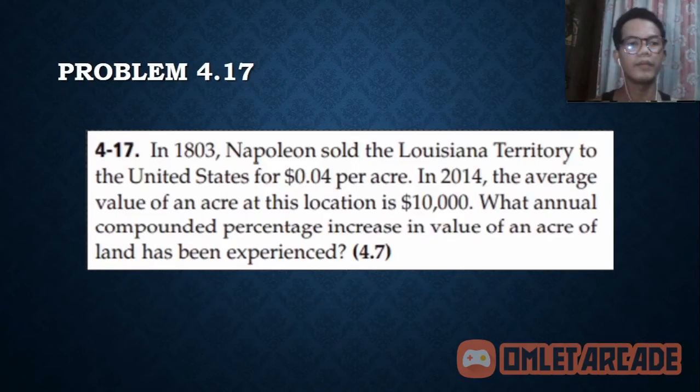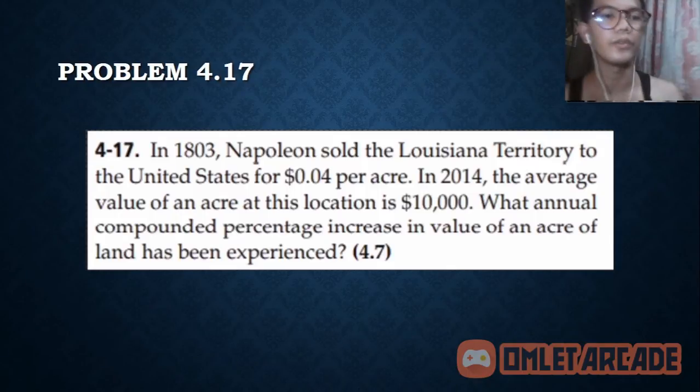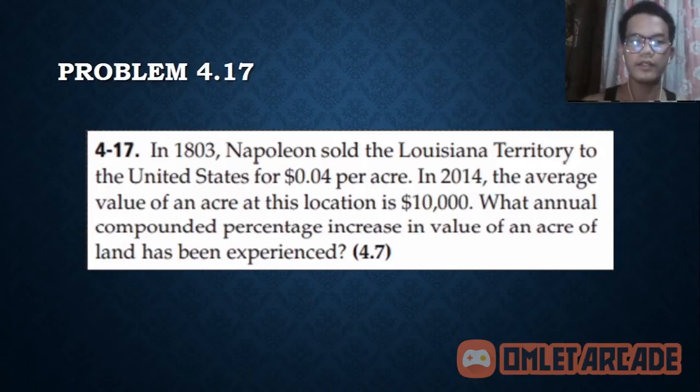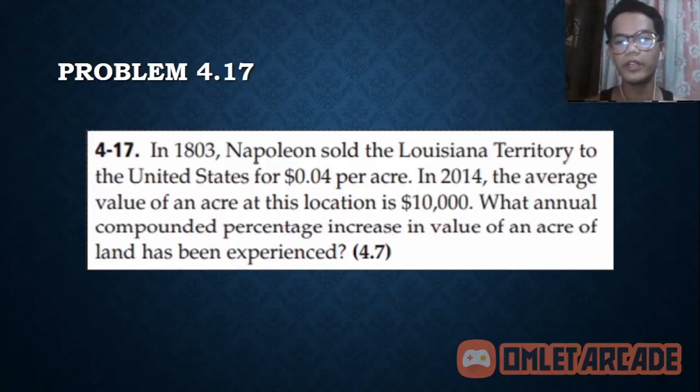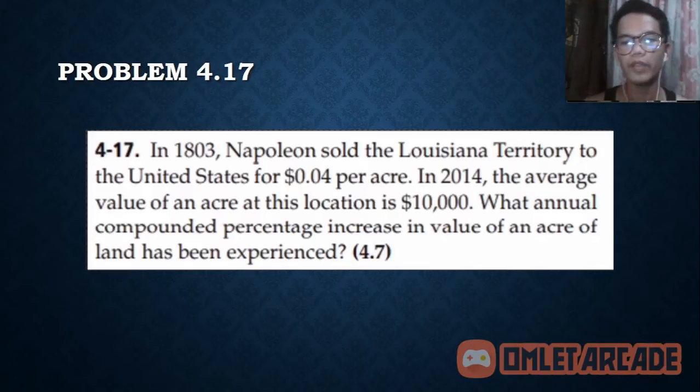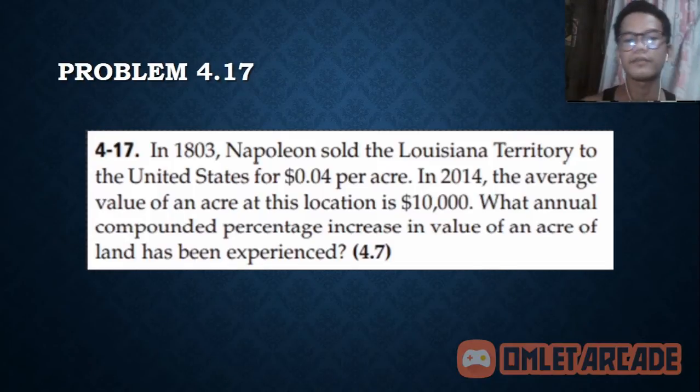We have our sample problem 4.17. In 1803, Napoleon sold the Louisiana Territory to the United States for $0.04 per acre. In 2004, the average value of an acre at this location is $10,000. What compounded percentage increase in value of an acre of land has been experienced?